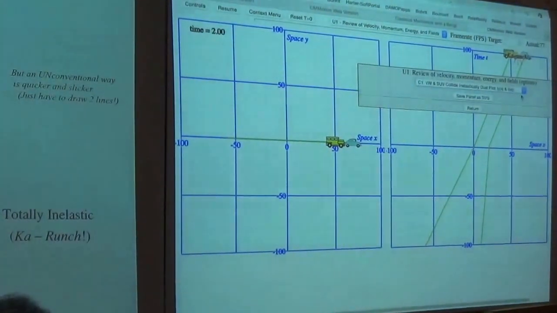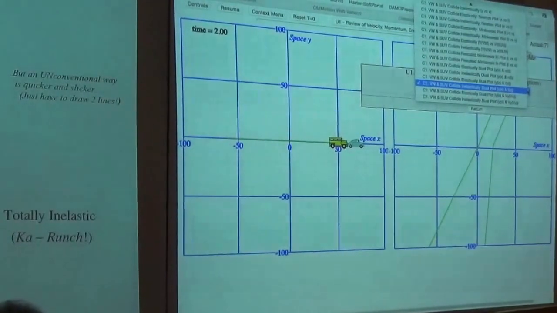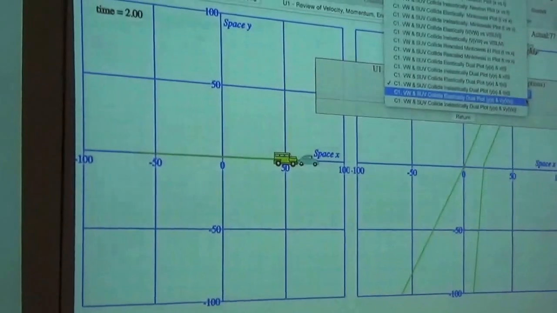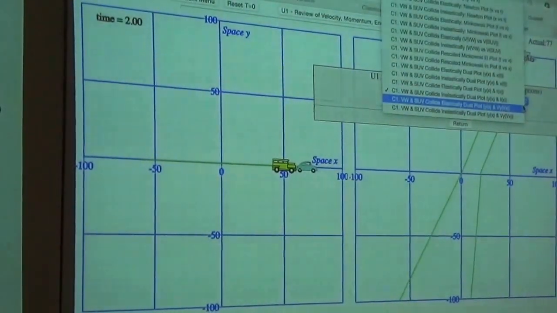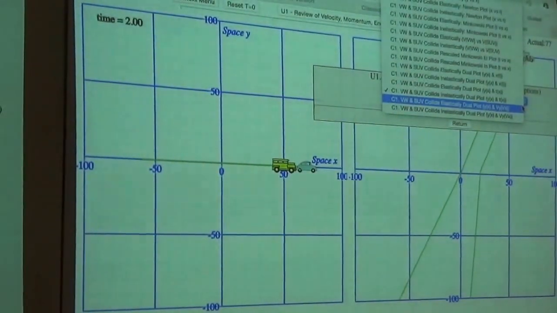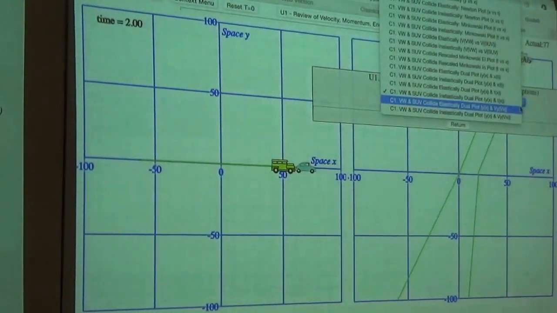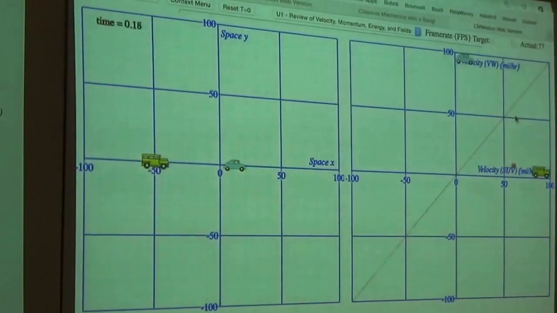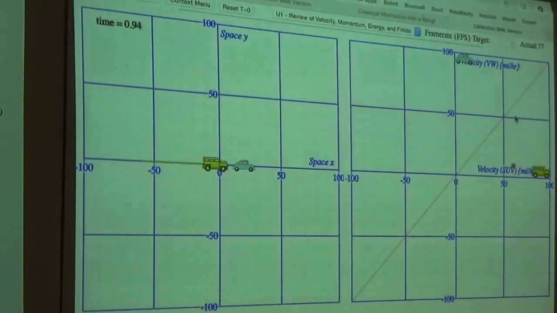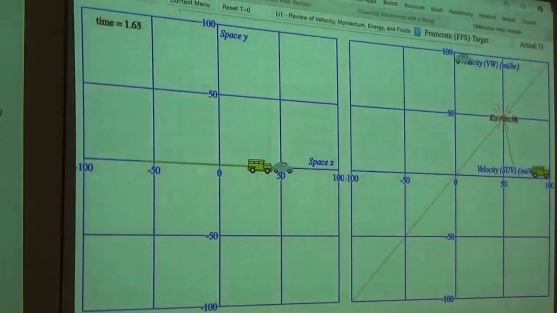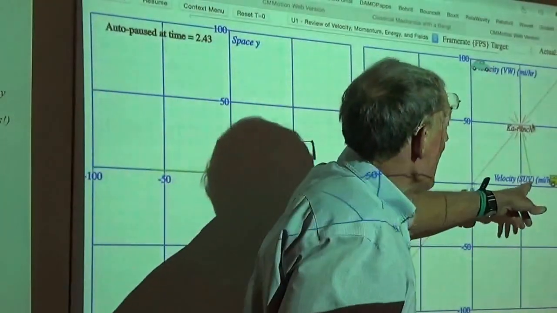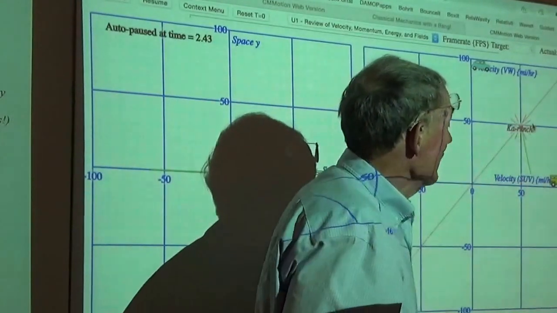So first the thing I'm going to do is go ahead and show the glorious one, which is this second to last one, collide elastically with the dual plot. The dual plot now will have the velocity on it, okay? I could start with the crunch. I might as well do that. We've already seen it a little bit. There it goes. Boom.